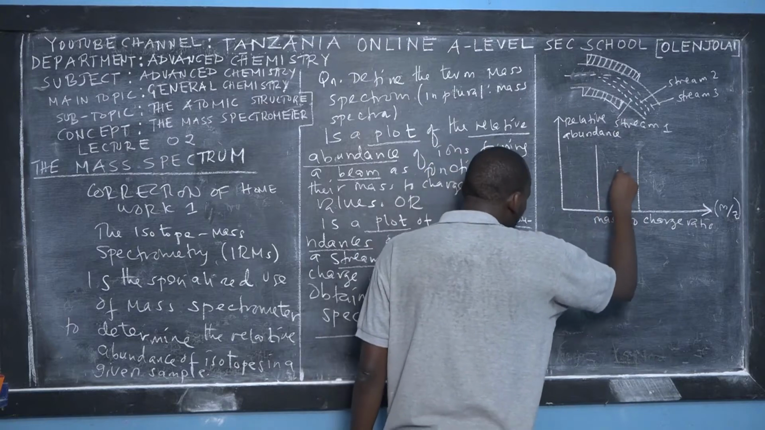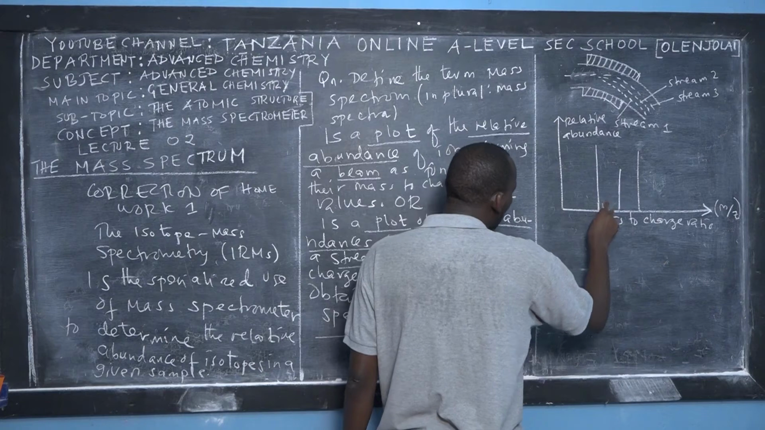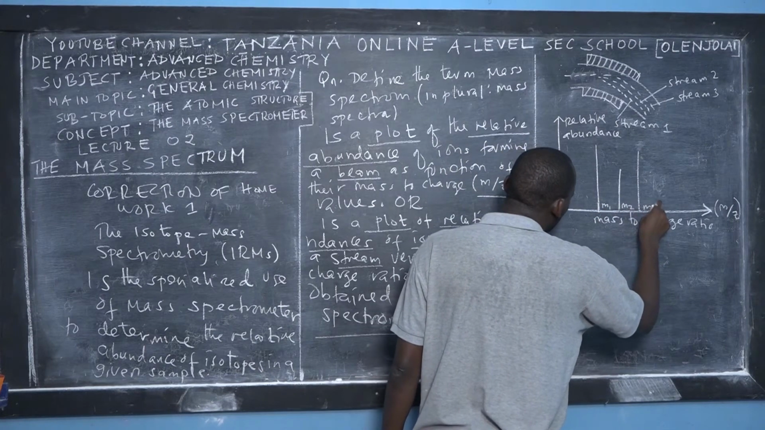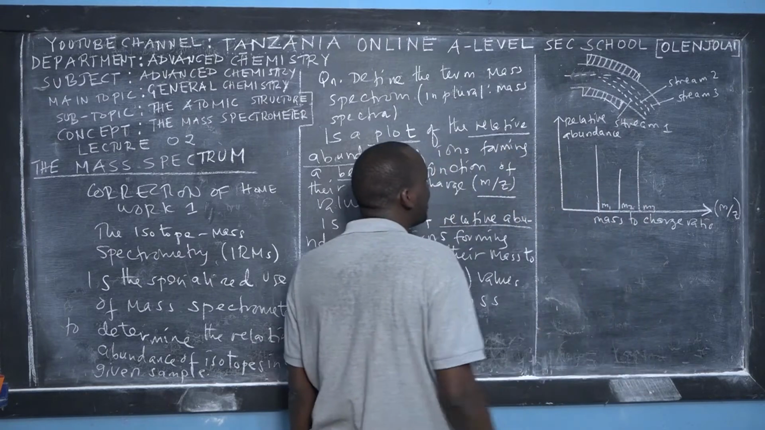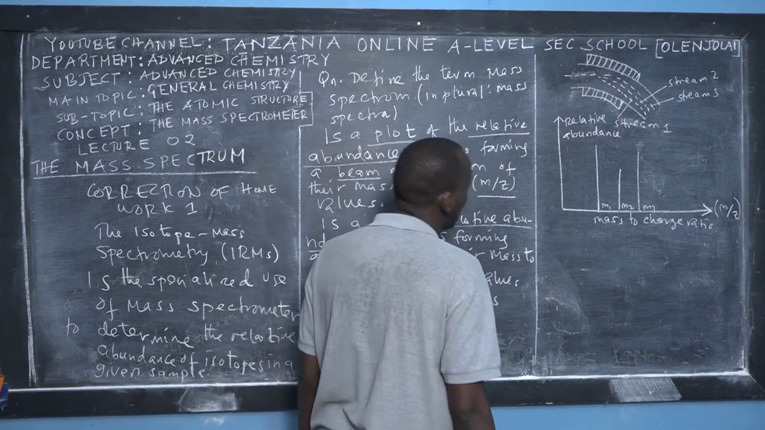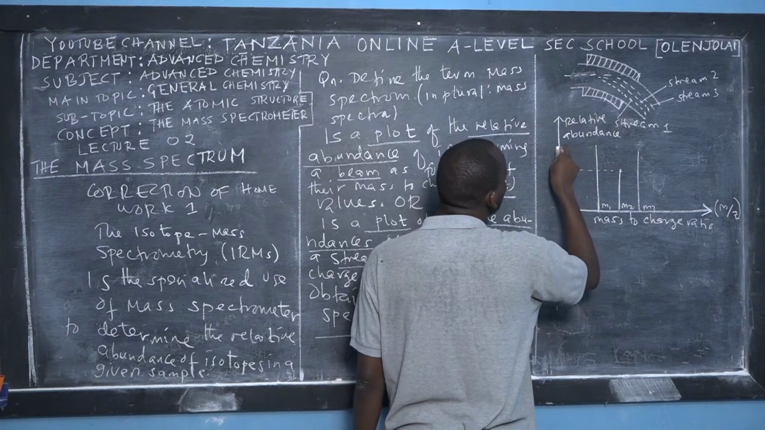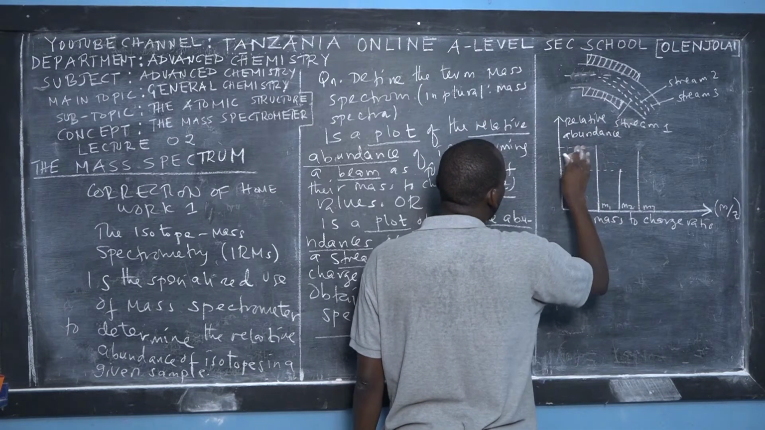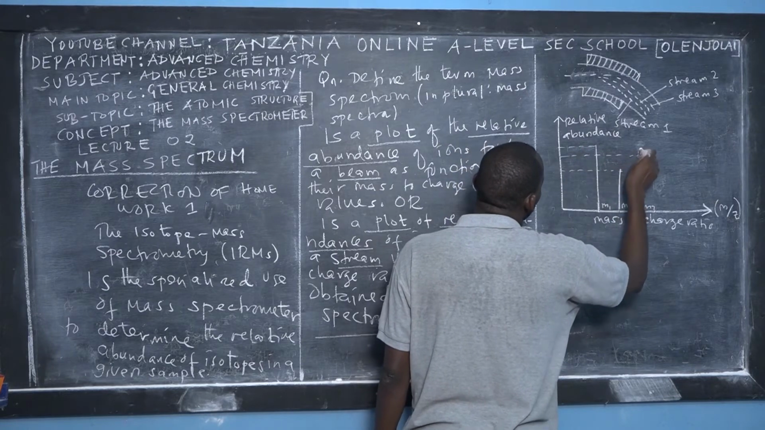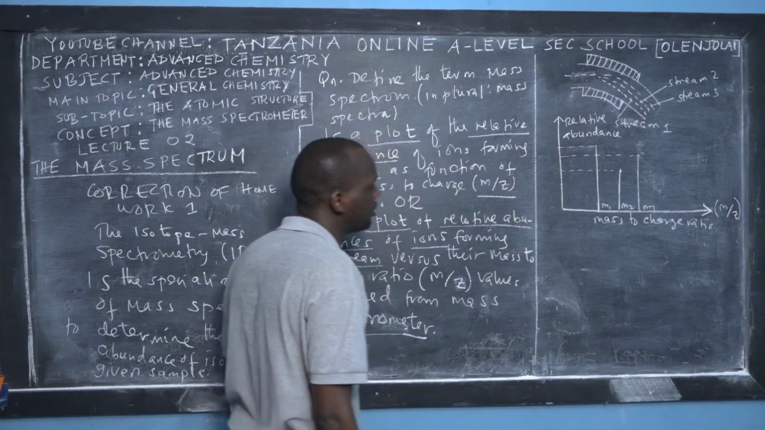So these streams have different mass to charge ratios: mass to charge ratio 1, mass to charge ratio 2, mass to charge ratio 3. But remember that because these are isotopes of the same element, their charge will be the same. Here we have peaks. These peaks are the relative abundance in percentage, or relative abundance, or we call them intensities.